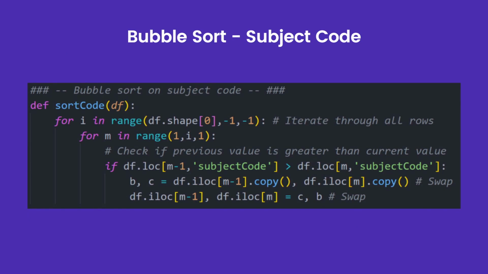This is simply bubble sort used to sort the subject code. Variable i will iterate through all the rows and m will iterate through all the values. If the value to the left is larger than the right, it will switch places. This will continue until the largest value is at the rightmost index. The process will continue until all of the values are sorted.